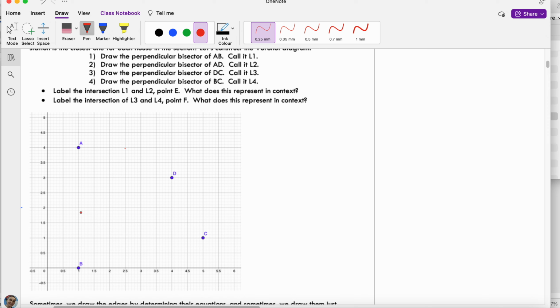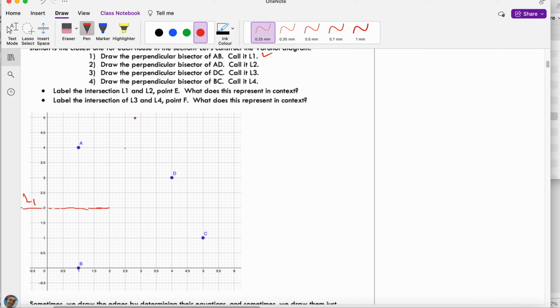If I wanted to connect it, it would look like this. The vertical ones are actually super easy because the perpendicular bisector is just going to be a horizontal line. It's going to go in the middle. Be careful, the grid here is going by 0.5, not 1. Pay attention to the scale. So between 0 and 4, in the middle is just 2. So this is just going to be a horizontal line like this, okay? We're going to call this L1. Ta-da!